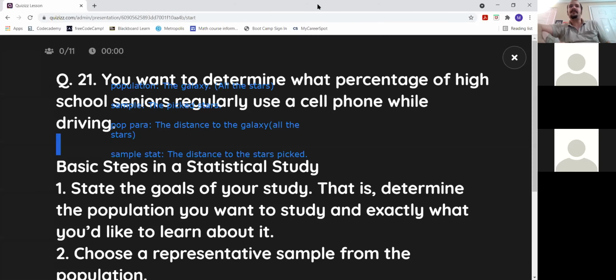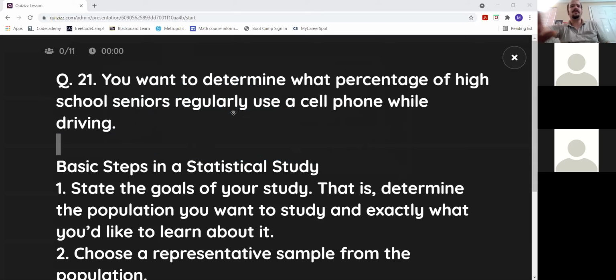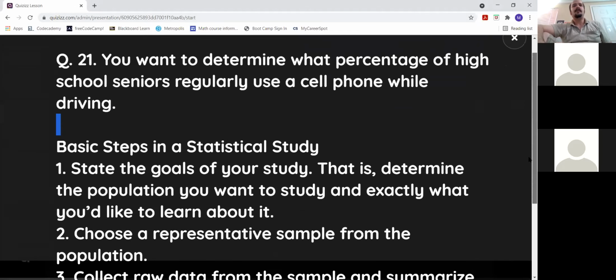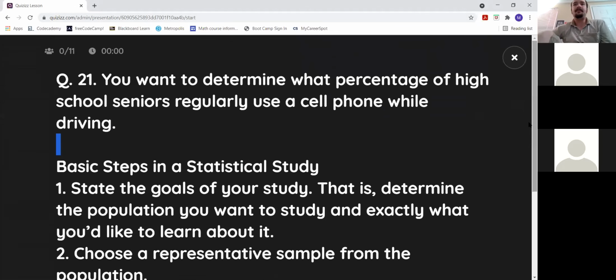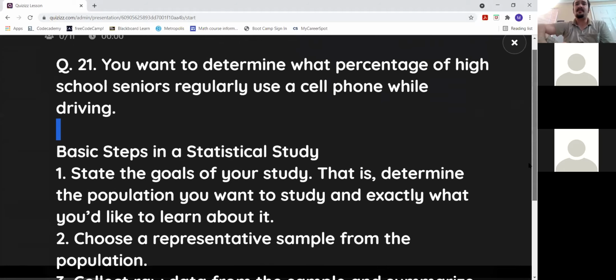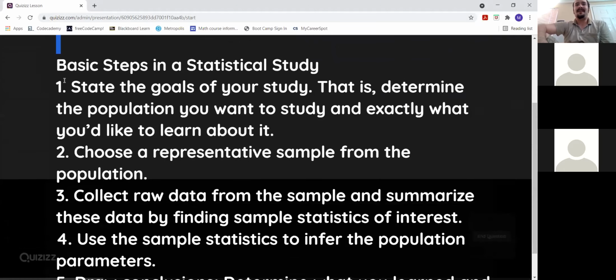Okay, so I think this one may be a little bit different. This is where they want us to use the basic steps in the statistical study. You want to determine what percentage of high school seniors regularly use a cell phone while driving. So this, I think, is more like you're going to conduct your own experiment. And so you're in high school and you want to see how many seniors regularly use a cell phone while driving. So the first thing is state the goal of your study.